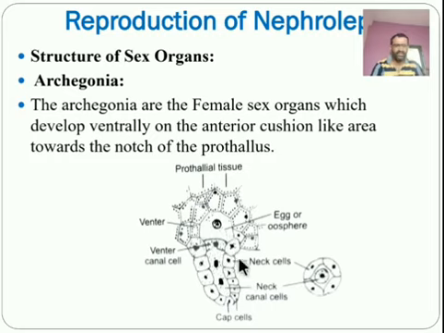The venter is completely embedded in the prothallial cells, and it contains a single large egg cell, also known as the oosphere, toward the base, and the venter canal cell. Toward the neck, the neck is short and somewhat curved toward the posterior end.